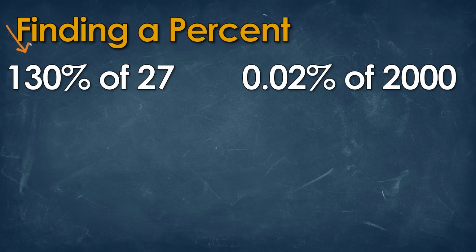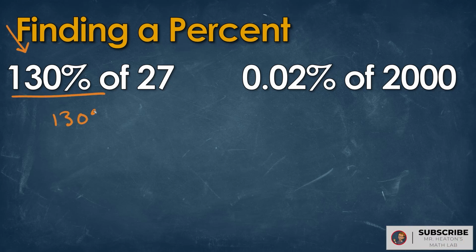So what would happen if we had 130% now? Well, we're still going to follow the same procedure. We move it over 2 decimal places. There's always a decimal point at the end, so we move it over 1, 2. So that would be 1.3.